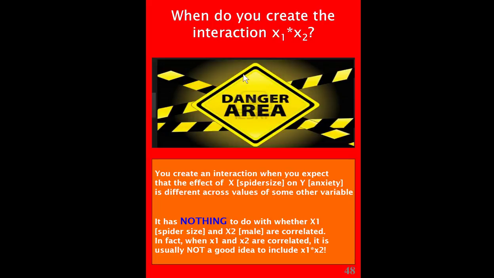If x1 and x2 are correlated, then you should get an interaction effect. No. The only reason is if you think that some effect of a variable itself depends on the value of another variable. That's the only reason that you can come up with. Males are less sensitive to the increase in the spider size than females, or the other way around, whatever. But that's the only argument that you need, and the only argument that works.